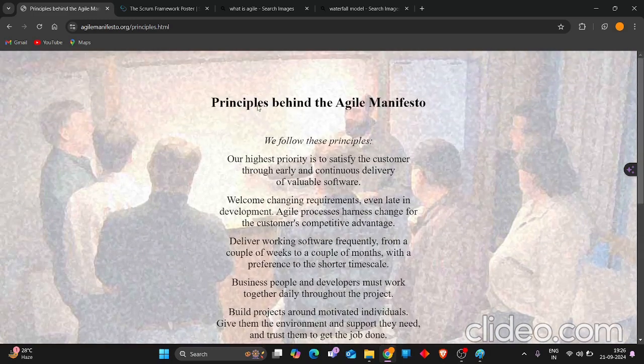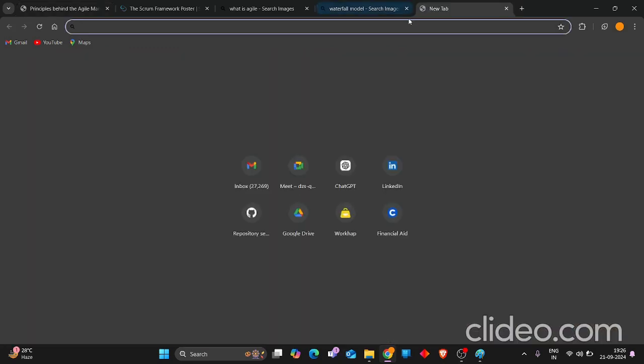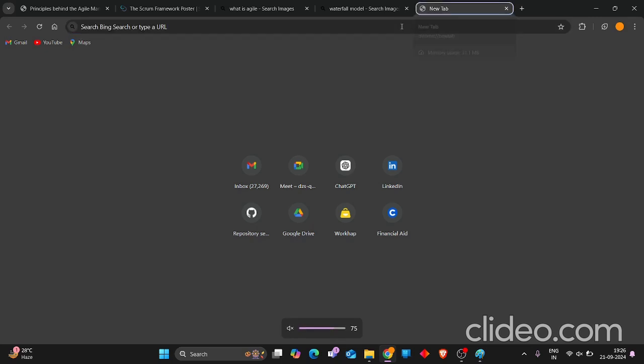In Agile, there are different frameworks. Let me show you.